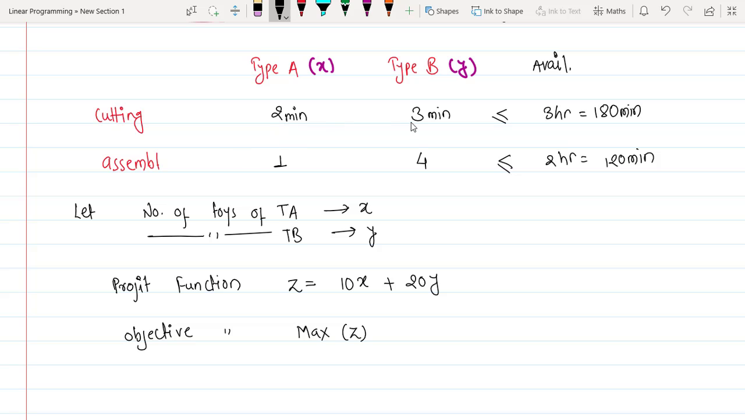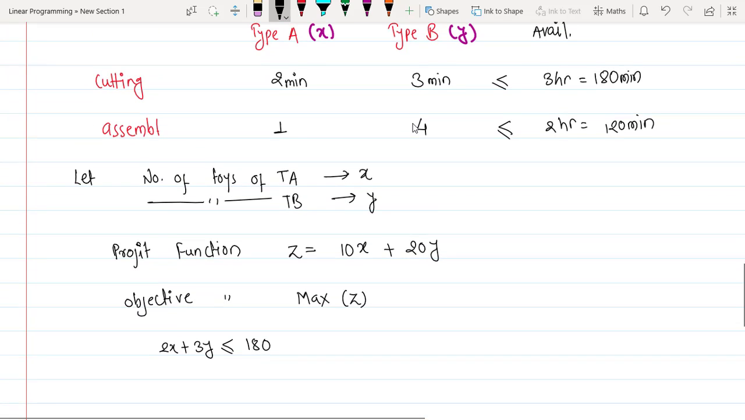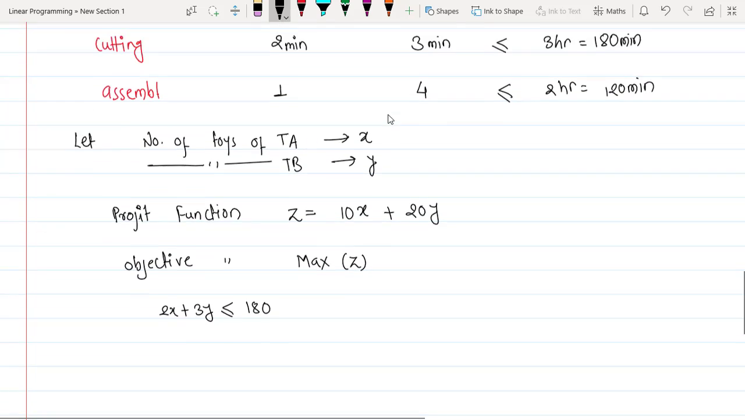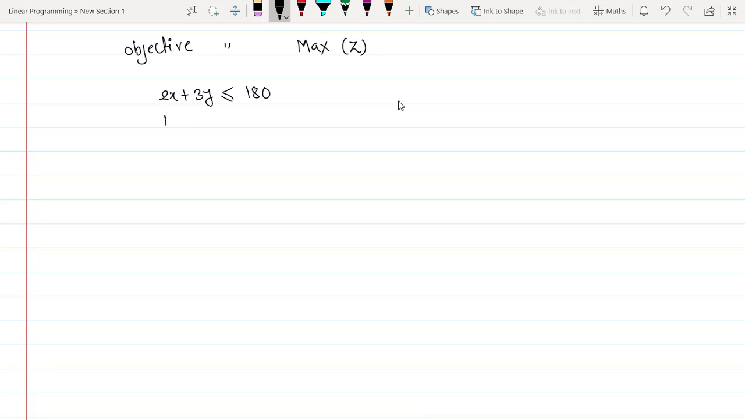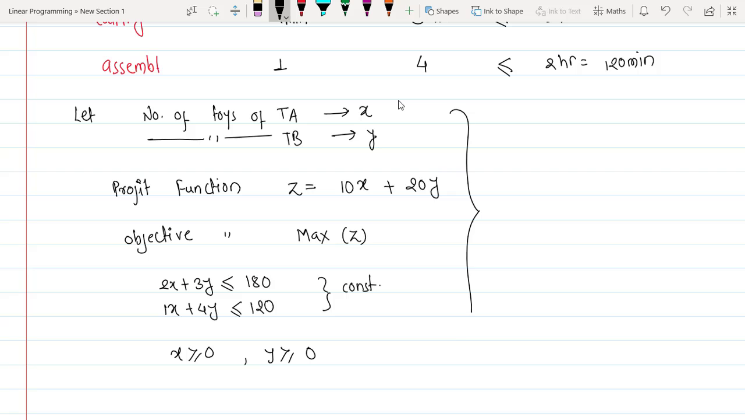So the constraints are 2x plus 3y less than or equal to 180. No need to write down the units. Then we have x plus 4y less than or equal to 120. These are my constraints. Then the non-negativity constraints: x is greater than or equal to 0 and y is greater than or equal to 0. So this is my total linear programming problem formulation.